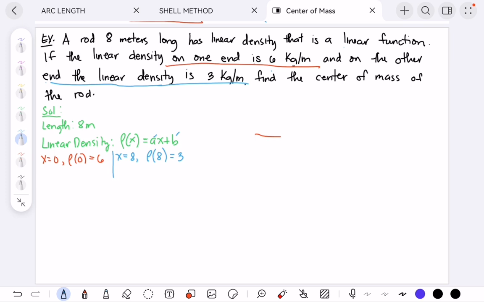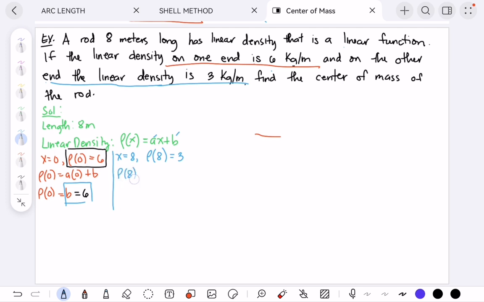So at x equal to 0, our function is a times 0 plus b. So rho at 0 is just b. And from here, we know that the linear density at 0 is 6. So we have the first value, b is equal to 6. Next, at x equal to 8, rho of 8 is 3. So now, let's write that here.